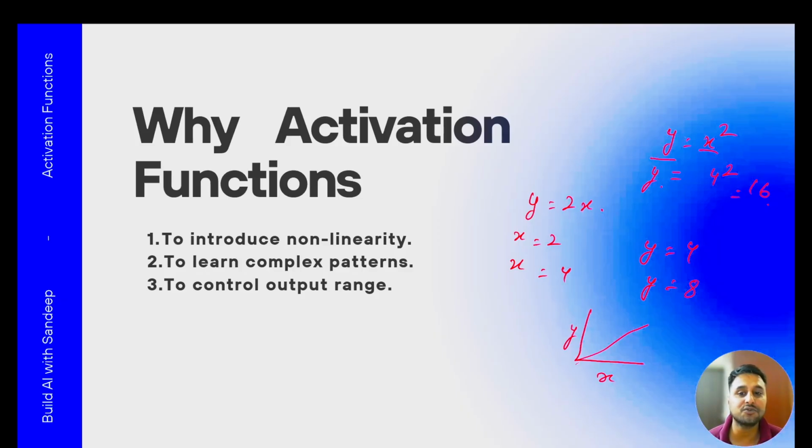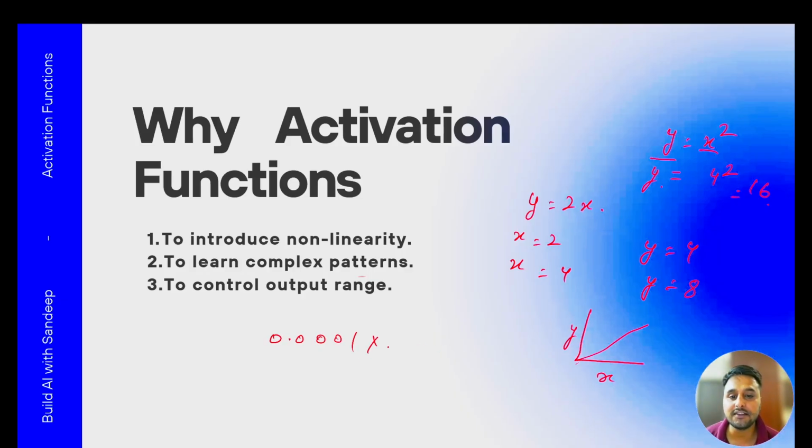The third reason is to control the output range. This point is very important. We know there are two main problems in training neural networks. The first one is the vanishing gradient problem. The second one is the exploding gradient problem. The vanishing gradient problem arises when the output is too low.